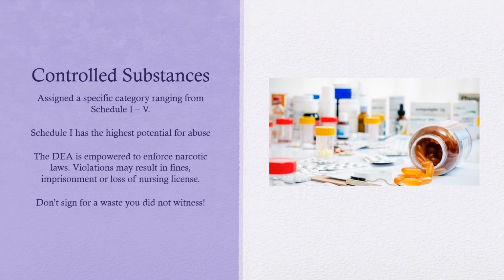Controlled substances. Remember, those are our scheduled 1 through 5s. That should be kind of maybe review from pharmacology. We want to make sure that if we are giving narcotics, that we are disposing any waste in front of someone else. You have to have a witness just to protect yourself.